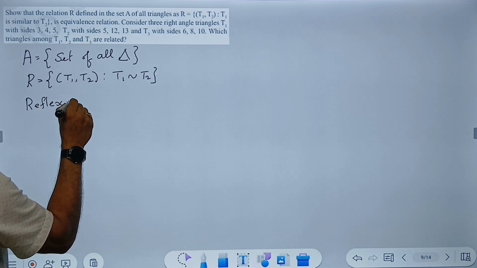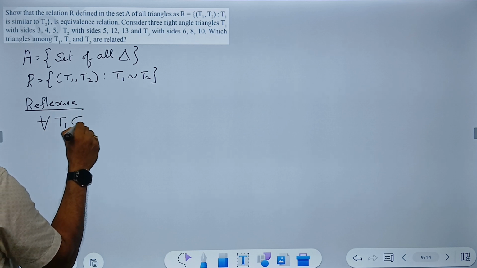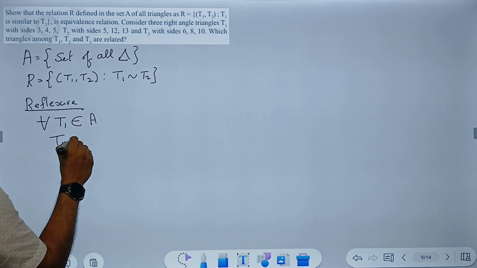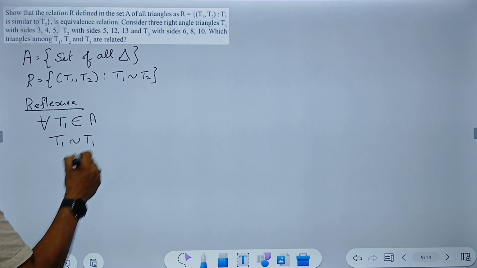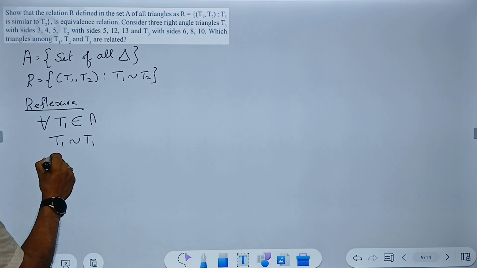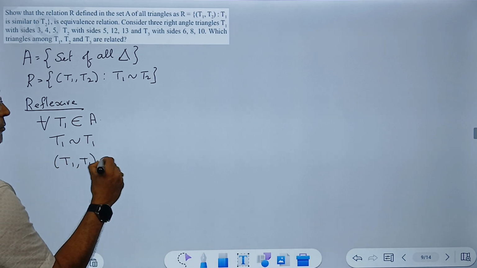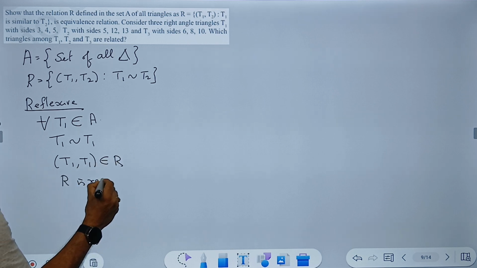You can do it by yourself actually. For every T1 belongs to set A, you know every triangle is similar to itself, correct? Every triangle is similar to itself. Therefore, it satisfies the definition. So (T1, T1) belongs to R. Therefore, R is reflexive.